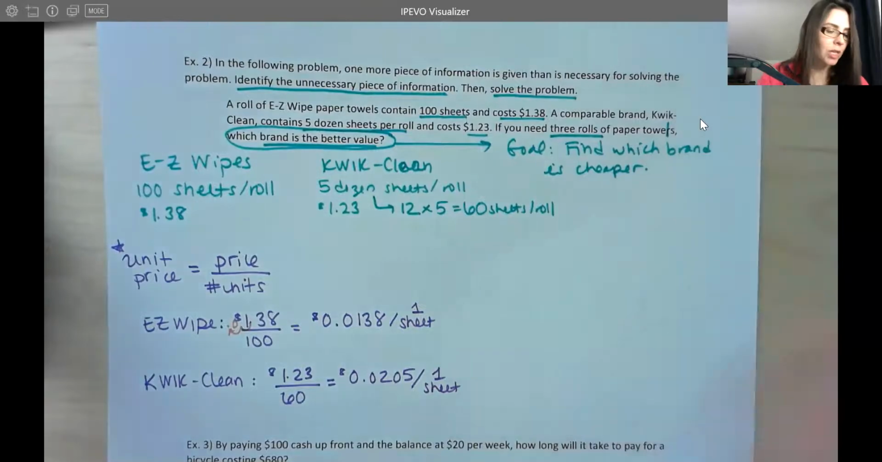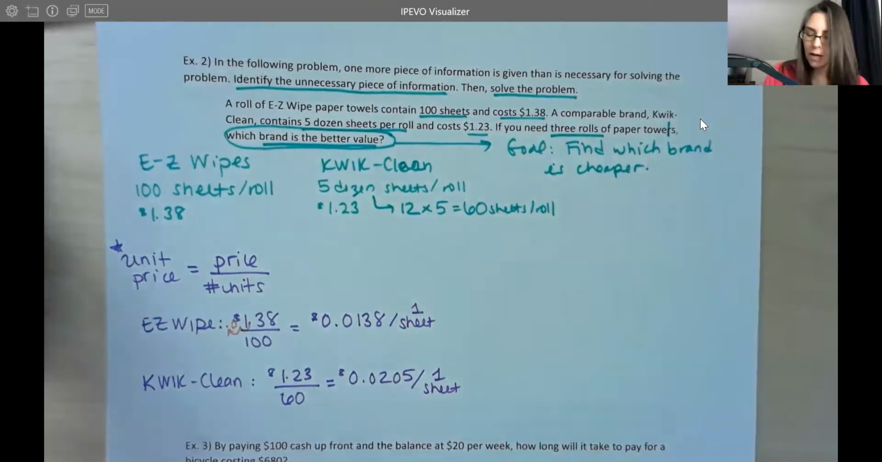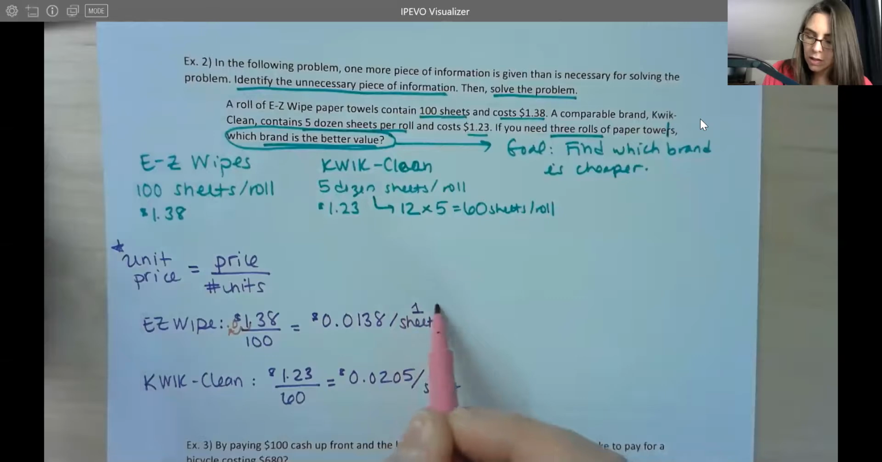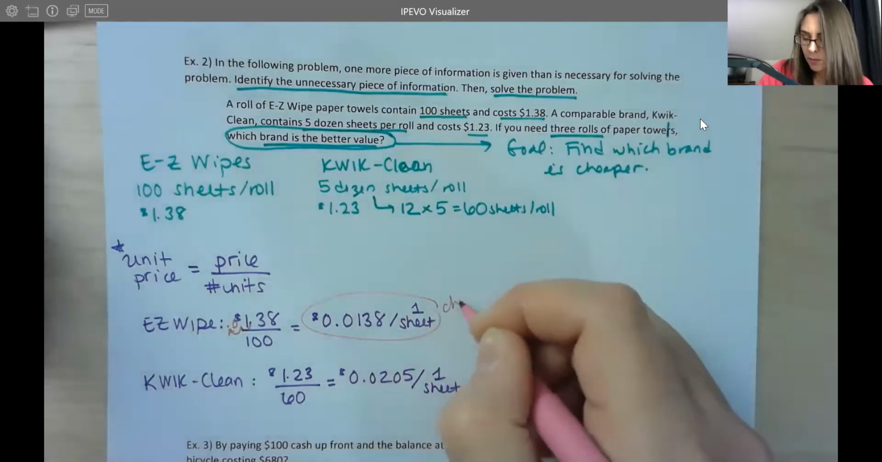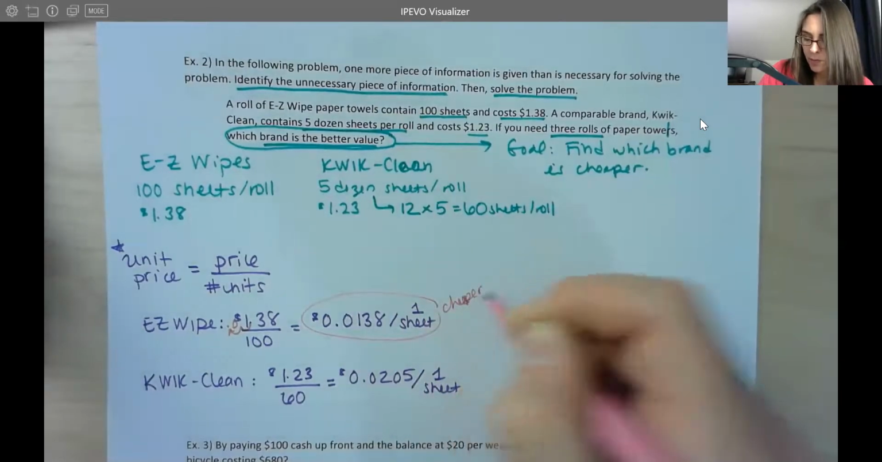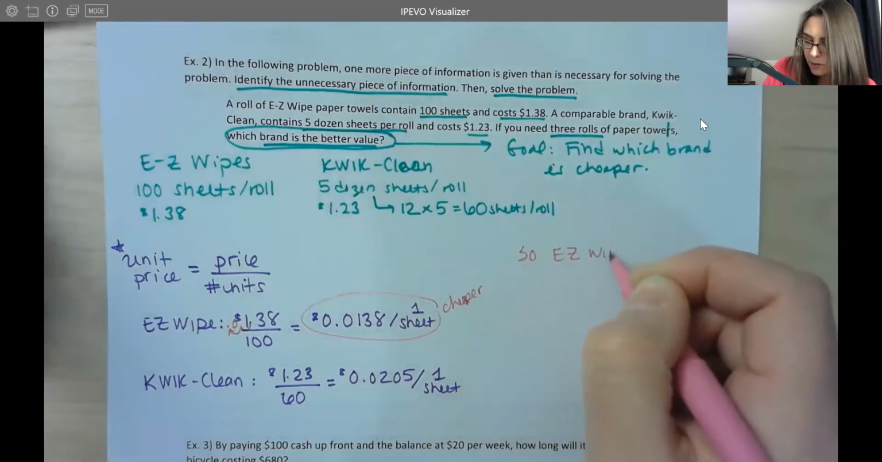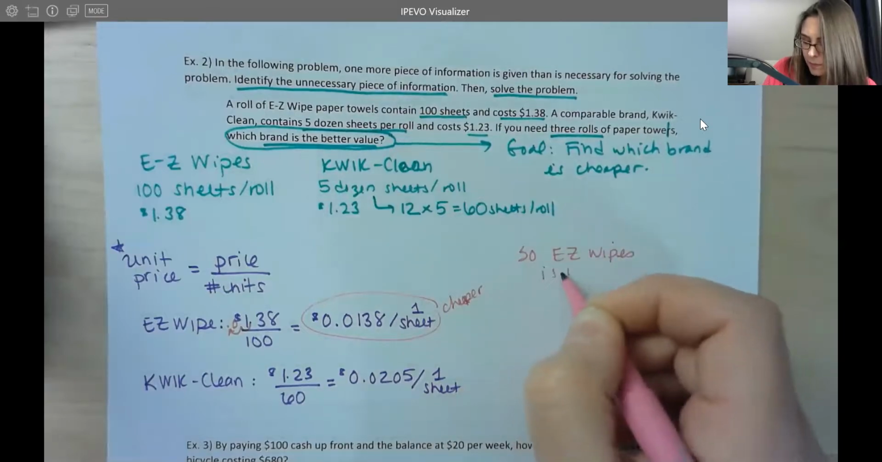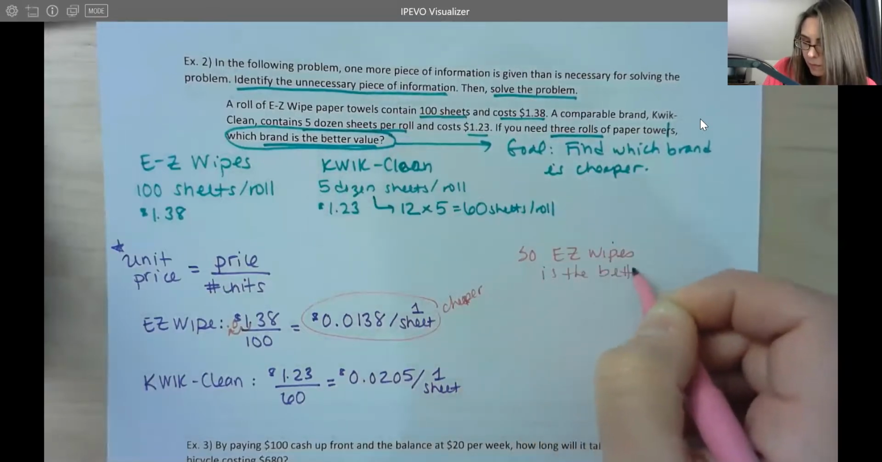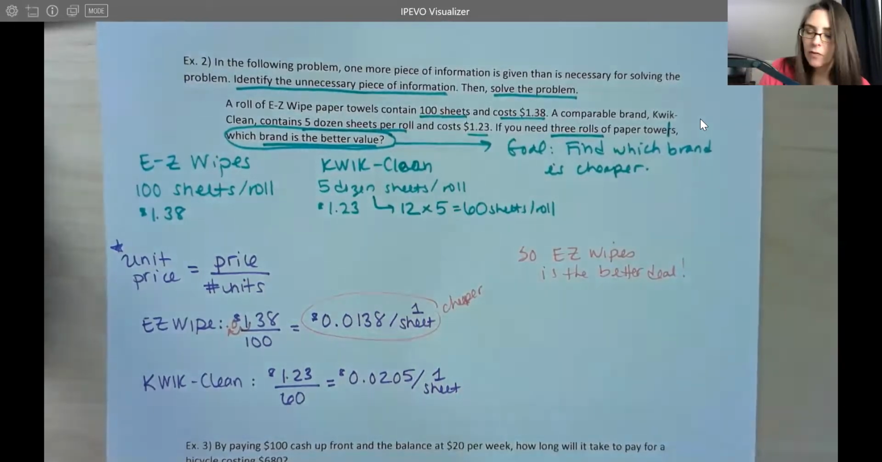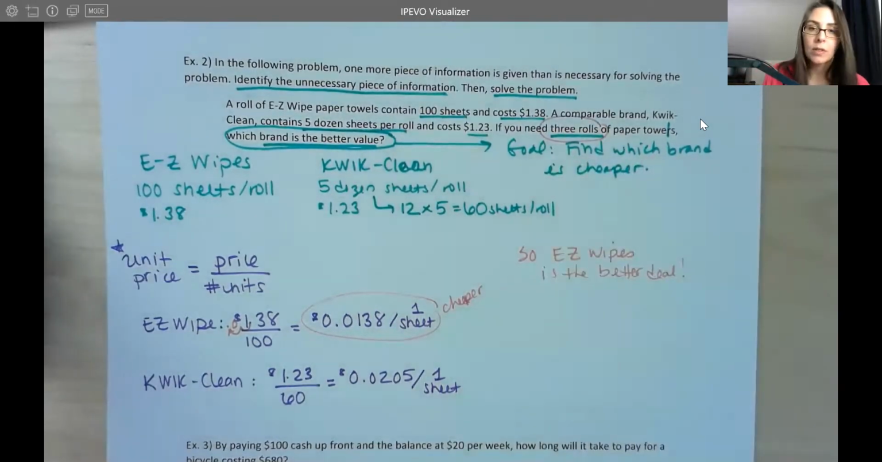So which one is cheaper, right? The cheaper one, this one is about 1 cent. This one is about 2 cents. This one is cheaper. So Easy Wipes is the better deal. Now, the extra piece of information here was that we were going to buy 3 rolls.